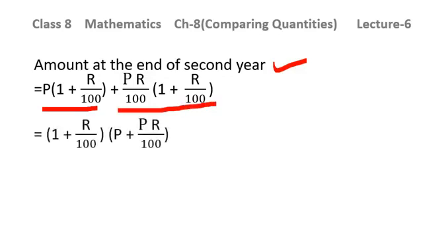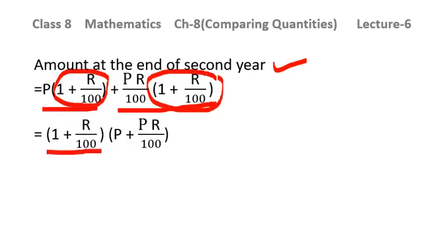Now you can see this 1 plus R over 100 is present here also, and it is present here also. So what I have done, I have taken 1 plus R over 100 common. So what will be left inside? It will be this P, bracket this P, plus this PR over 100. So the amount at the end of the second year will be 1 plus R over 100 bracket P plus PR over 100. This will be the amount at the end of the second year.